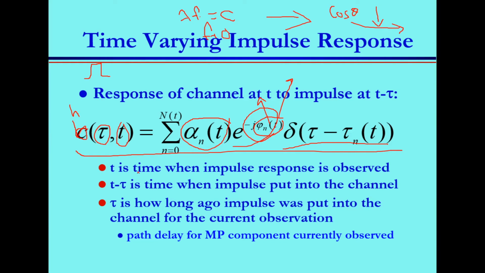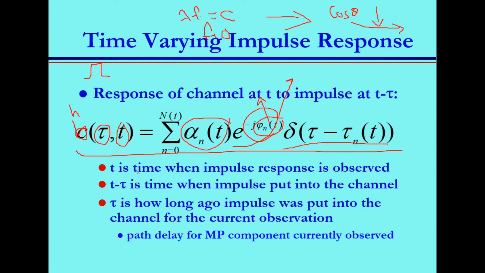At this point of time, I have this response. At a different time, I have a different response. T minus tau is the time when the impulse was put into the channel, the time when you transmit your signal. Tau is how long ago the impulse was put into the channel for the current observation. Basically, the path delay, the delay spread. I transmitted at t equal 0. The last path that we receive at the receiver, when does it reach? This is tau.